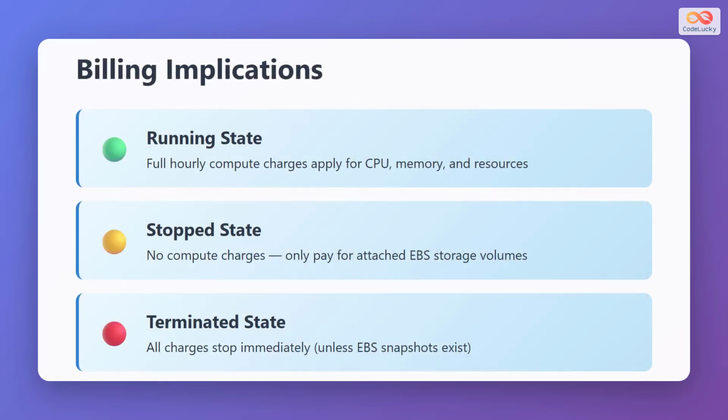Understanding billing for each state is crucial for cost optimization. In the running state, you pay full hourly compute charges for CPU, memory, and all resources your instance uses. In the stopped state, compute charges stop completely, and you only pay for attached EBS storage volumes. In the terminated state, all charges stop immediately, unless you have EBS snapshots stored separately. Properly managing instance states can significantly reduce your AWS costs.